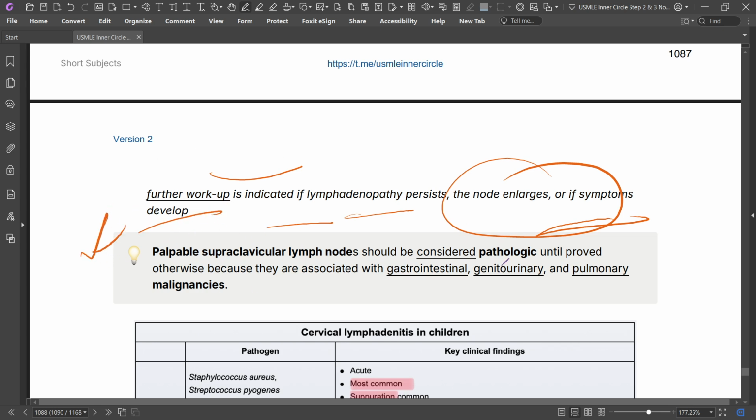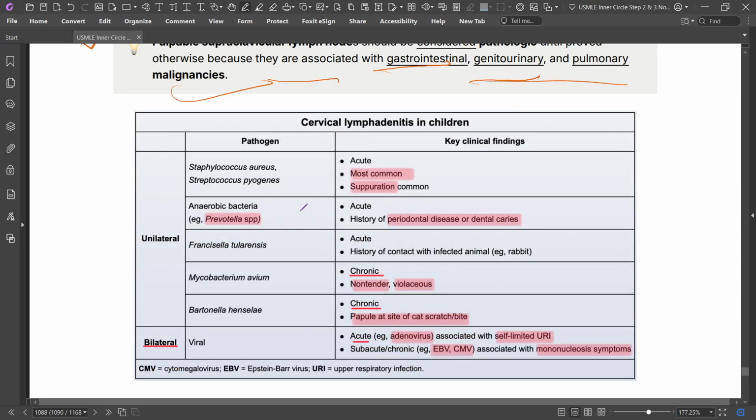A palpable supraclavicular lymph node should be considered pathologic until proven otherwise because it is associated with GI, genitourinary, and pulmonary malignancy. This is very high yield. Cervical lymphadenitis is also very high yield.